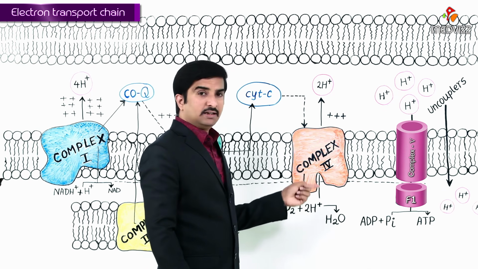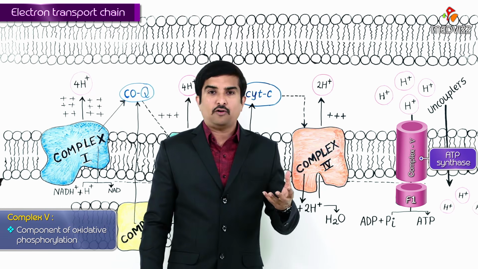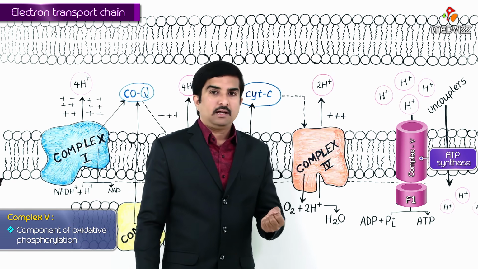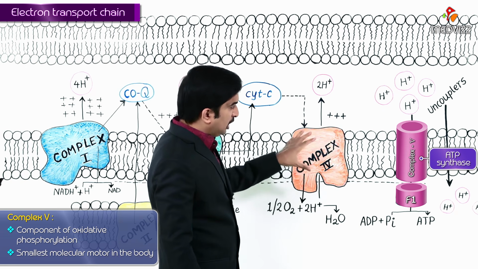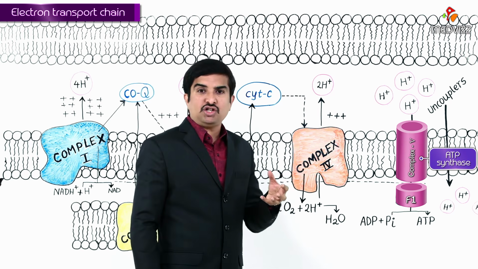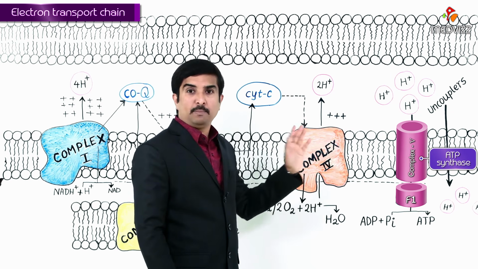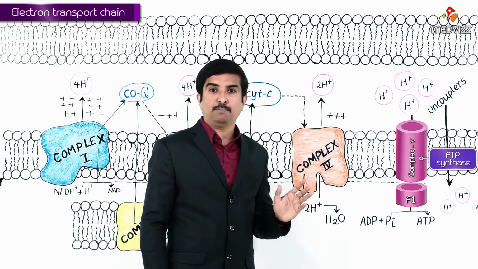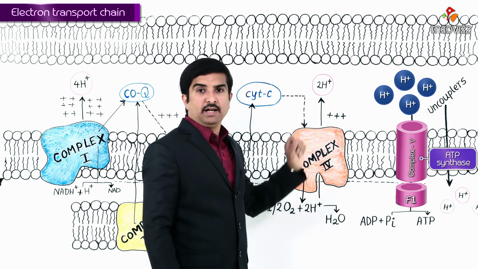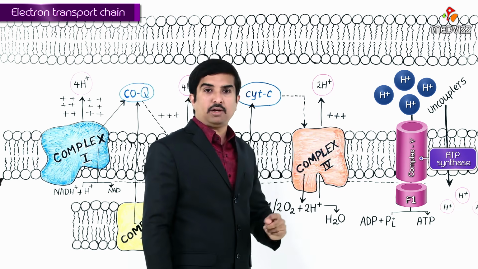Complex 5 is the ATP synthase, which is the complex of oxidative phosphorylation. It is not a part of the electron transport chain technically. And this is considered to be the smallest molecular motor present in the body. It uses the energy released by the electron transfers by complex 1, complex 3 and complex 4, because complex 2 is not pumping any protons into the intermembrane space, which creates an electrochemical gradient, right? This is the electrochemical proton gradient across the inner membrane.